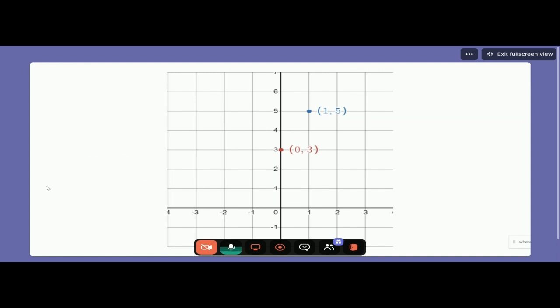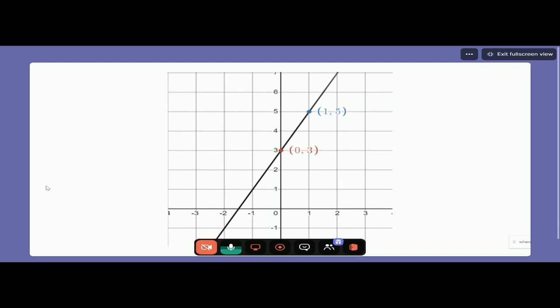Now that we have identified 2 points that are on the line, you can pick up your ruler if you're doing it by hand, or if you're using a tool like MyOpenMath or MyMathLab, once you have those 2 points plotted, it'll draw the line through them for you. And there it is. That line is the answer to the equation y equals 2x plus 3. Every point that is on this line makes this equation true. Every point that makes this equation true is on this line.